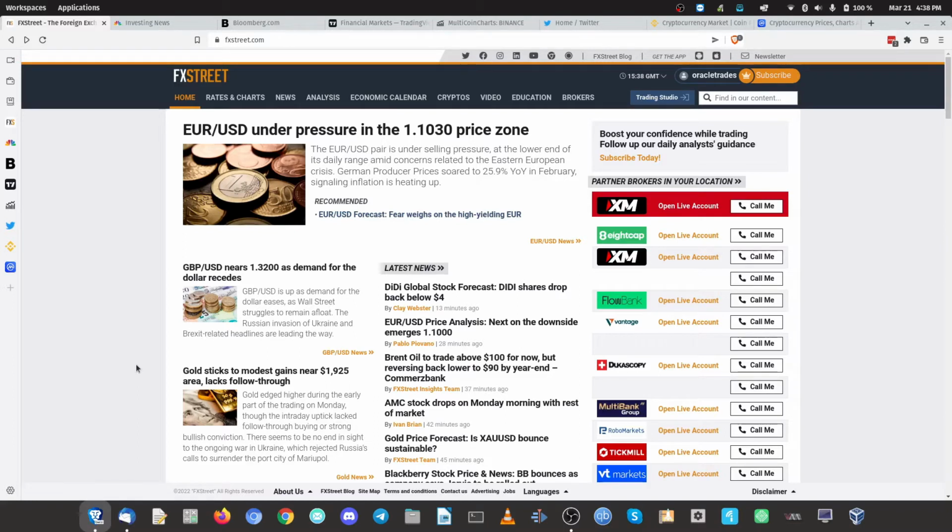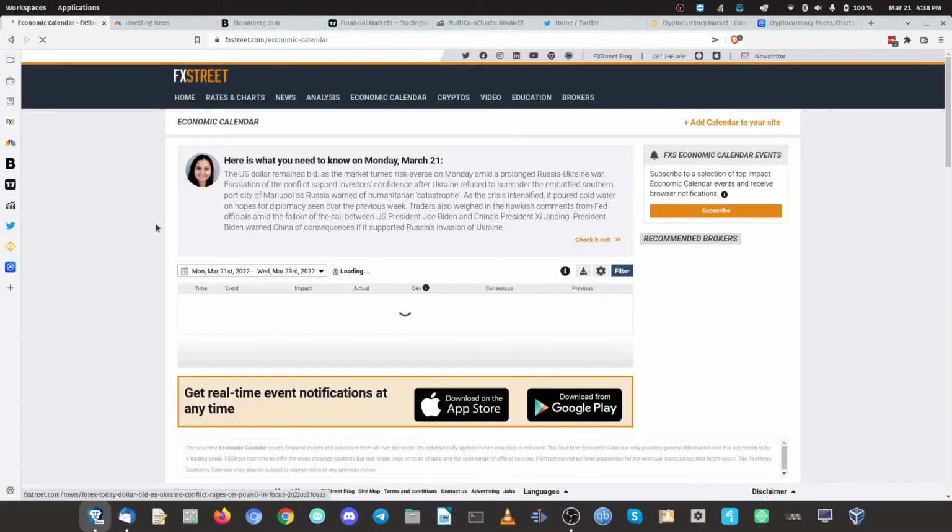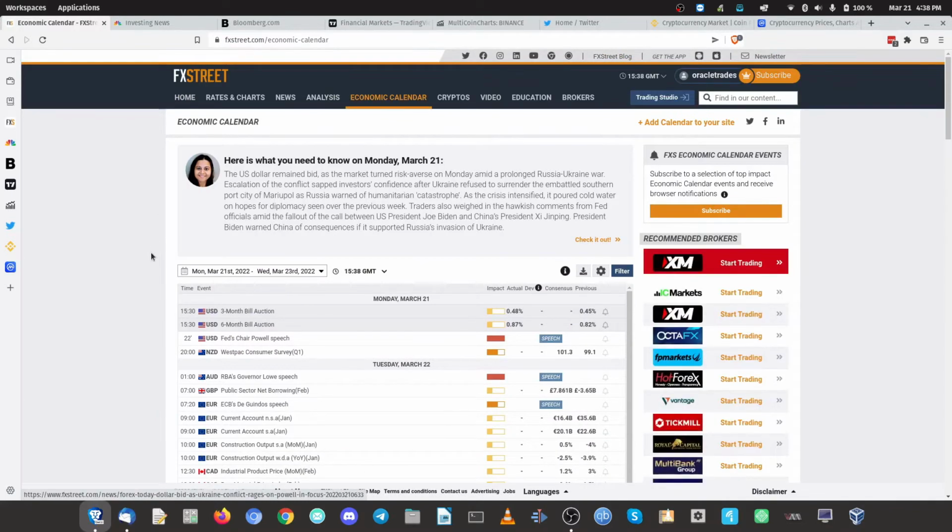So FX Street, for example, is a fantastic resource when it comes to Forex, but also when it comes to other news sources. But their original calling was really around currency. So you can see they have this economic calendar here, which will show you all the key events that are going to happen. And you can filter this and you can save those filtered results.